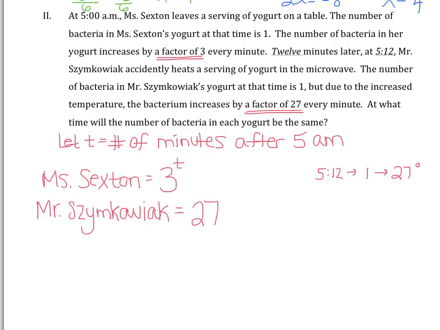So how can I get t to be 0? Well, we know that at this time t is going to be 12, so I have to subtract 12 to get me to 0. So this is going to be 27 to the t minus 12 power. Because at 5:12, when t is 12, 12 minus 12 is 0, 27 to the 0th is 1, and that is his starting amount of bacteria.